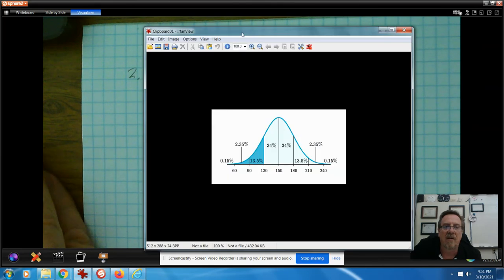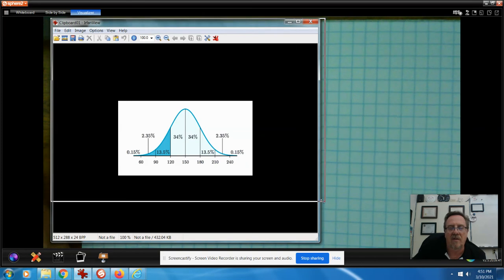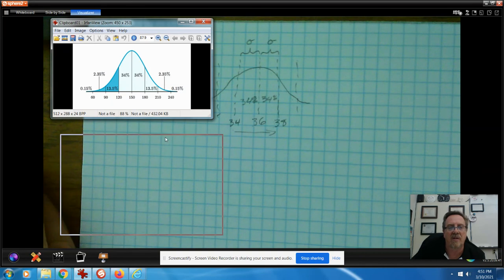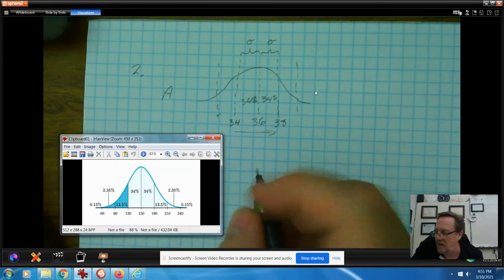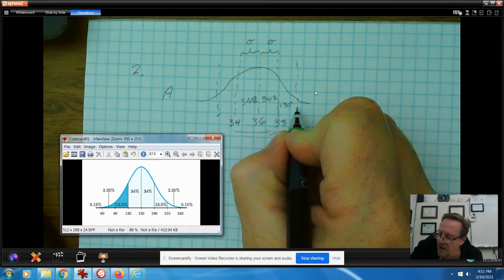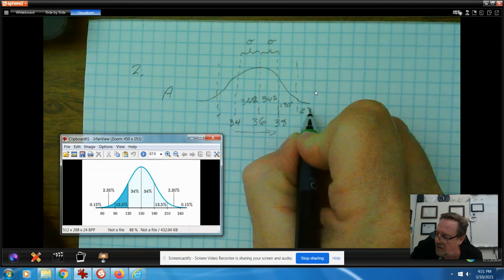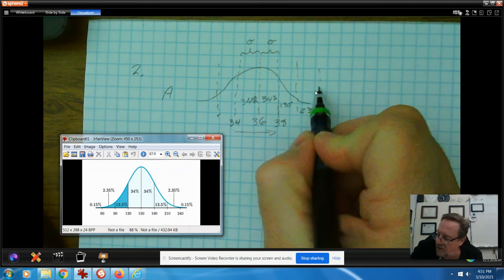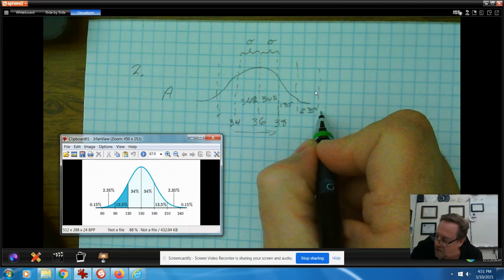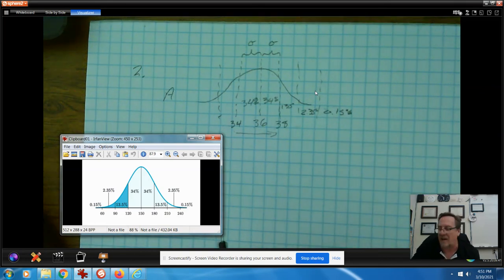I don't know if I can. Let's make this smaller. Share the screen. That's what I say. 34% of my population is going to be in there. And then there's going to be another 13.5% that's in here. And then up here, there's an additional 2.35% that's within 3 standard deviations. And then there's another whopping 0.15% of the population that's above 3 standard deviations out that direction.